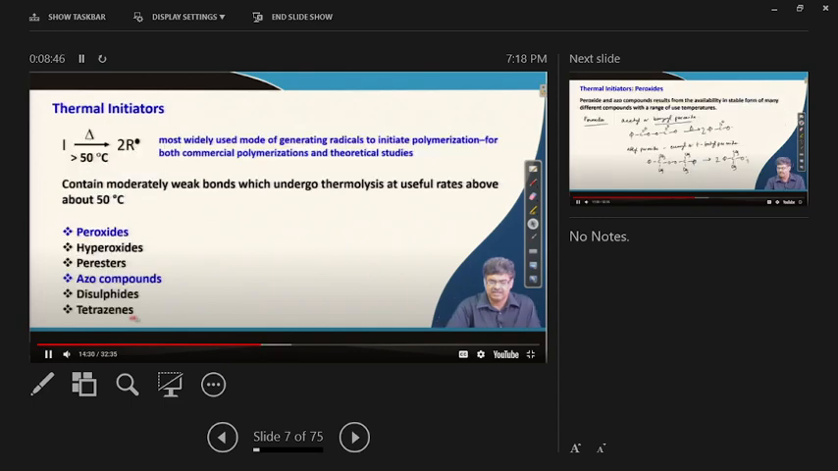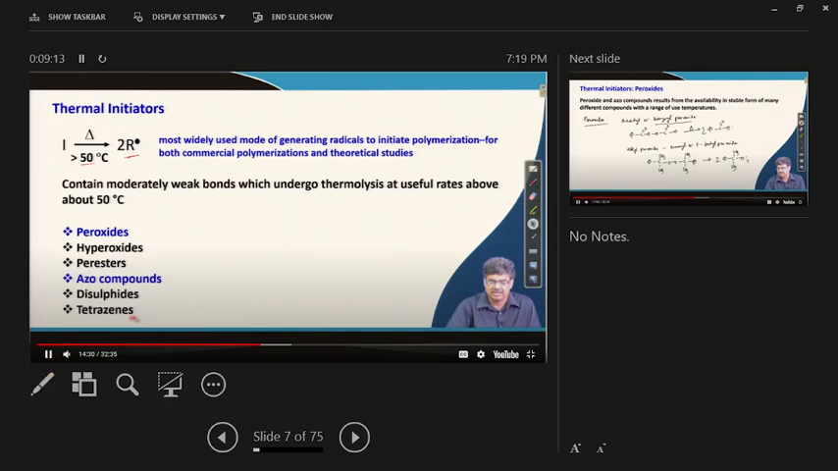So first of all, we will discuss the thermal initiator. As given here, when an initiator is heated to around 50 degrees, a little higher than 50 degrees, it will make radicals. You can say it is homolytic dissociation, so it will give two radicals.